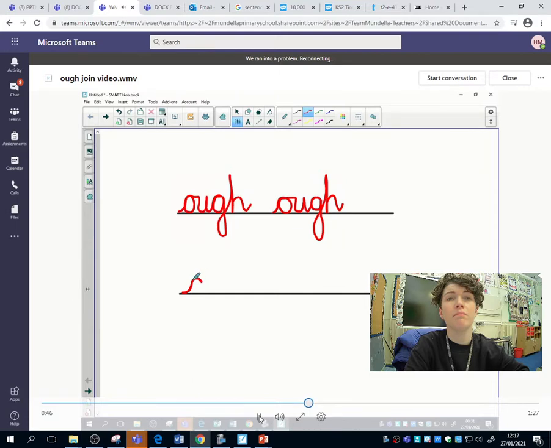A third time, we see a join for this spelling rule. In your workbook as well, you can be practicing the same handwriting join for a fourth time there. Trying to keep my letters a consistent size, keeping my pen on the page at all times, and finish off there. Good.